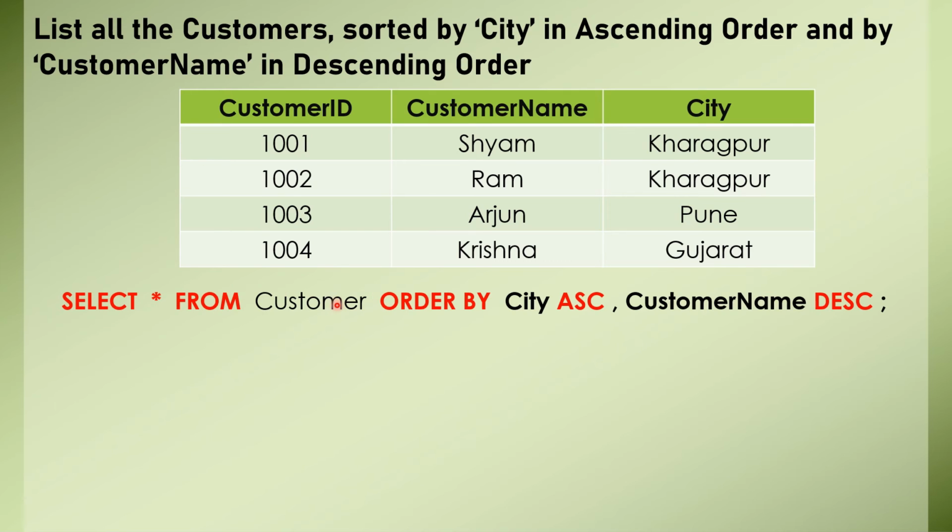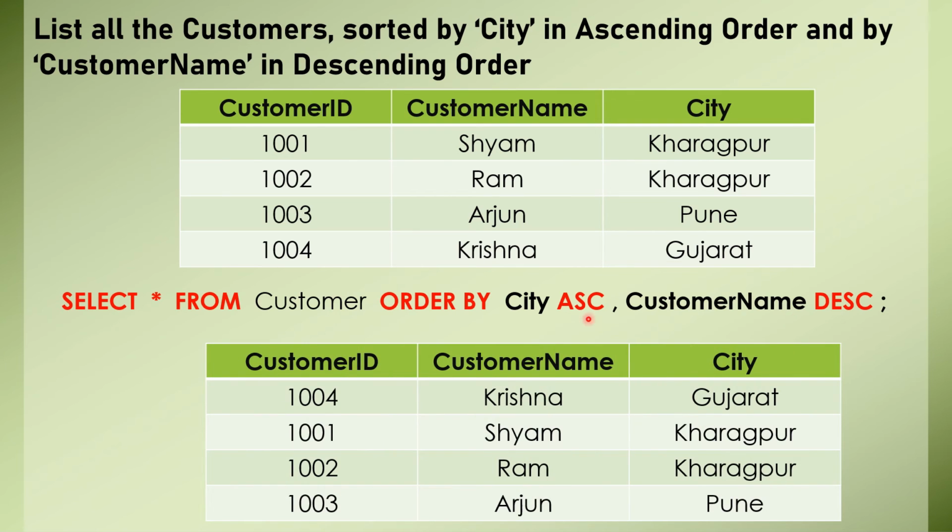Select star from customer order by city ASC. ASC is for ascending, comma customer name DESC, descending. Because we need to sort the city column in ascending order and the customer name column in descending order. So the query is logical, right? Now what is the result? So the result is this, but how it came, let us decode that.